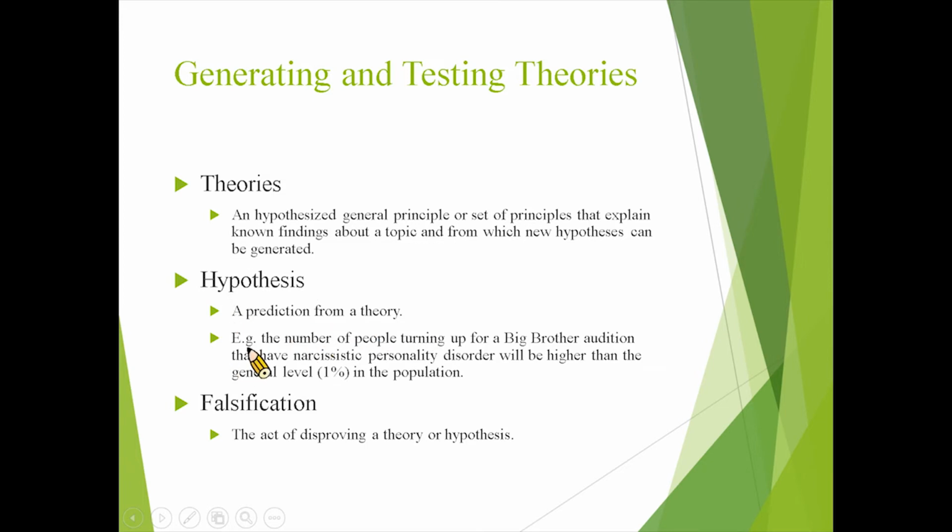Okay, the example: the number of people who turn up for a Big Brother audition, who have a personality disorder, will be higher than the general level in the population. Okay, this is the hypothesis. And falsification is the act of disproving a theory or hypothesis. Okay.